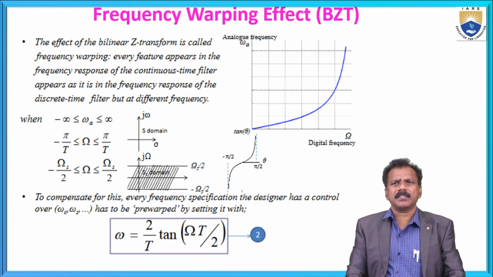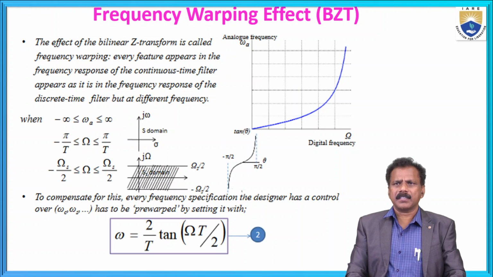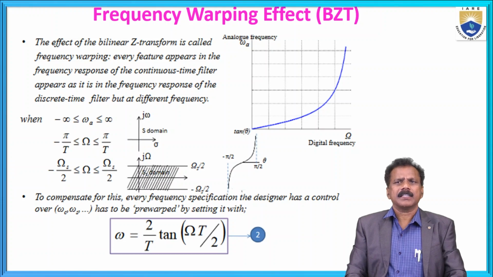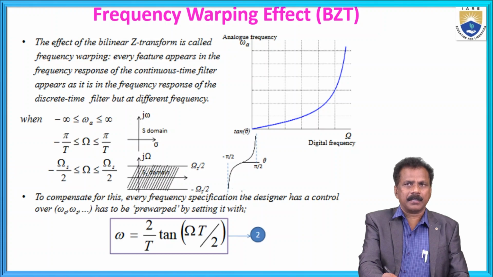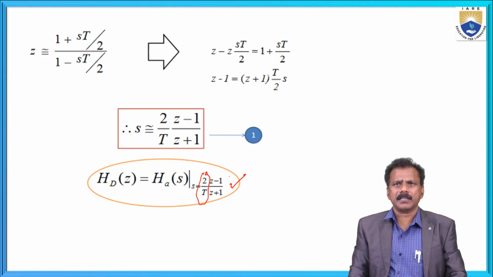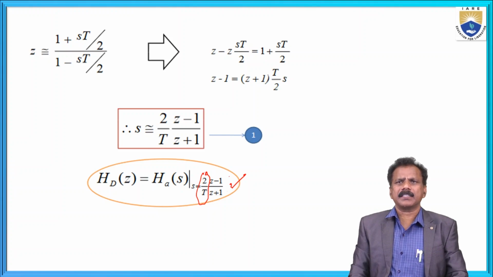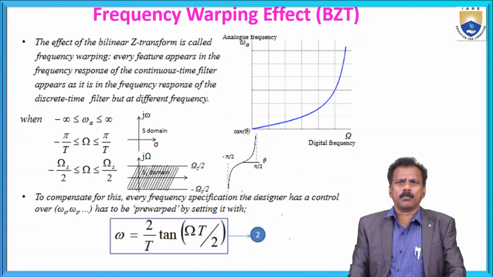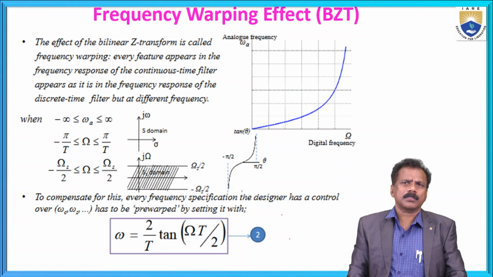To compensate for this, every frequency specification in the design has to be pre-warped, omega c or omega 1, by setting it and comparing equation 1 and equation 2. In equation 1, s is approximately equal to 2 by T times (z power minus 1) by (z plus 1). Coming to this equation, omega is equal to 2 by T tan of sigma T by 2.